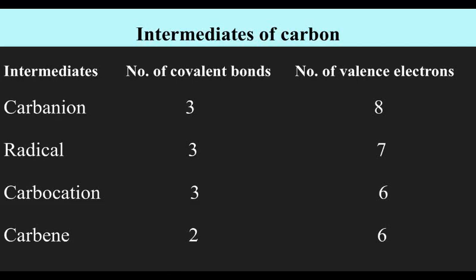Here is the comparison of intermediates of carbon. There are 4 types of intermediates of carbon. The carbanion has 3 covalent bonds and the number of valence electrons is 8. The free radical carbon has 3 covalent bonds and 7 valence electrons. Then there is the carbocation, which also has 3 covalent bonds, but the number of valence electrons is 6. And the fourth one is carbene, which has 2 covalent bonds and the number of valence electrons is 6.